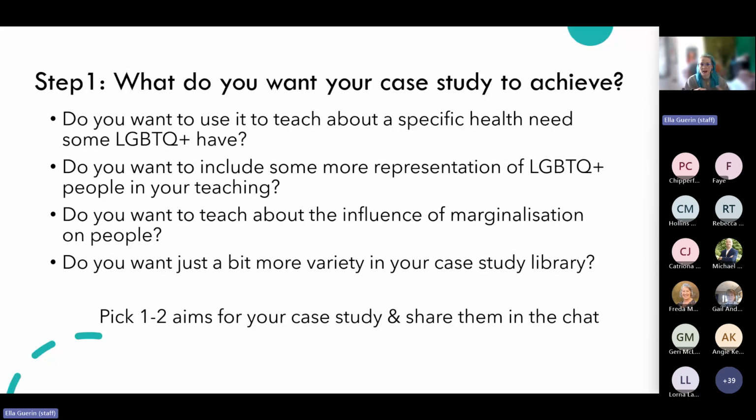So before we go any further, have a think about what you want a case study to achieve, the one that you're going to be working on today, and pop 1 or 2 aims for yourself, either those that I've got on the screen, or you can write your own, and share those in the chat with everyone else. And we'll have a look at what comes through.